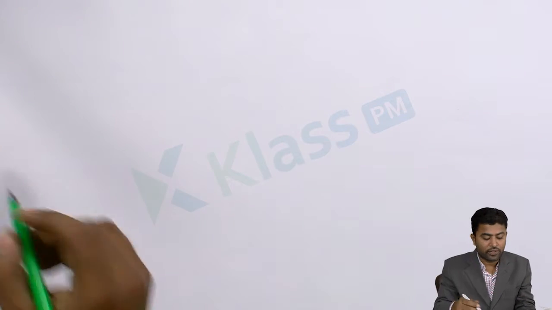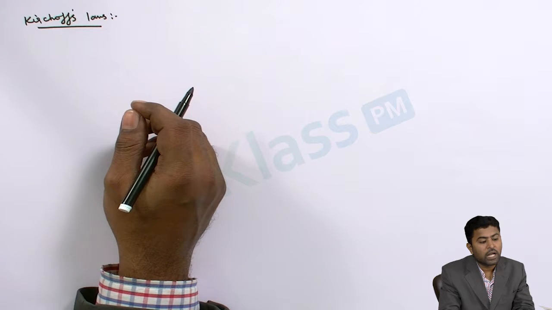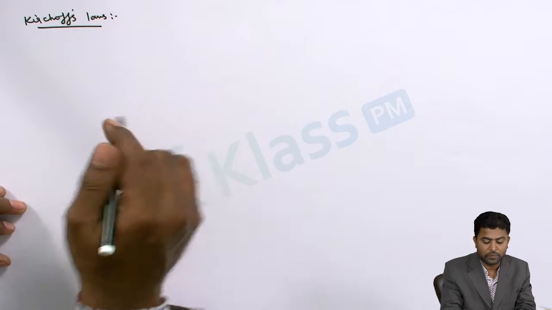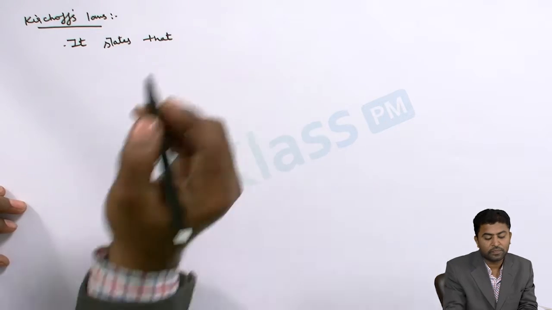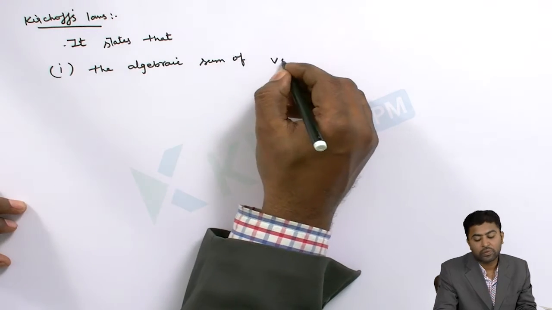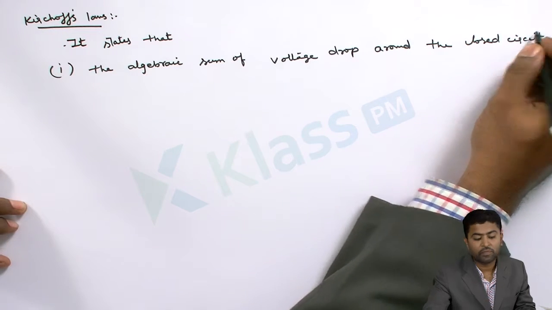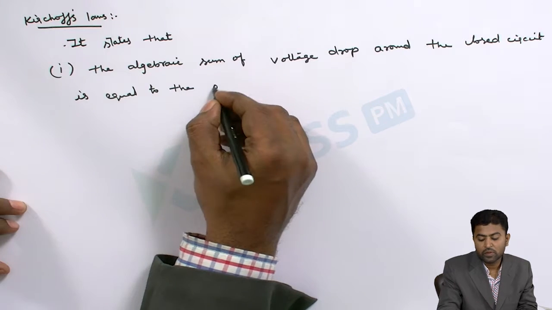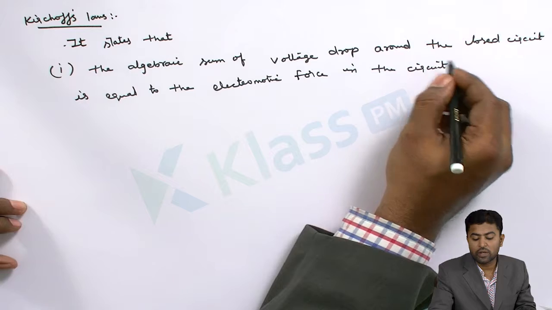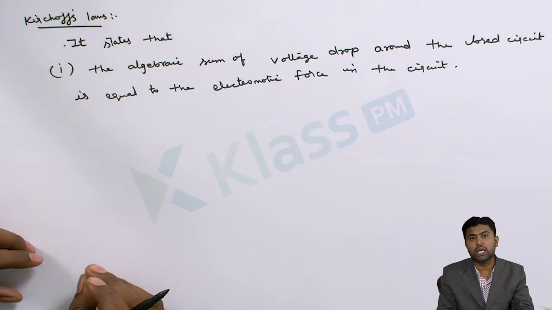Now we'll see Kirchhoff's laws. Kirchhoff's first law states that the algebraic sum of the voltage drops around any closed circuit is equal to the resultant electromotive force E in the circuit.